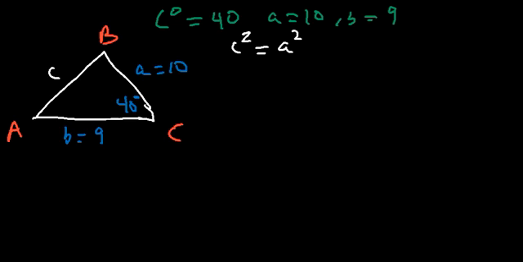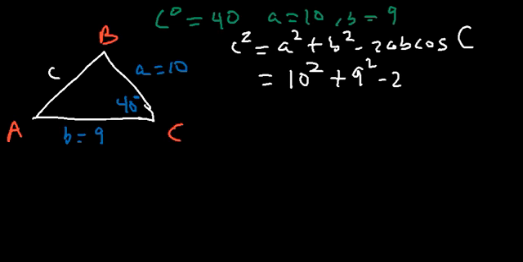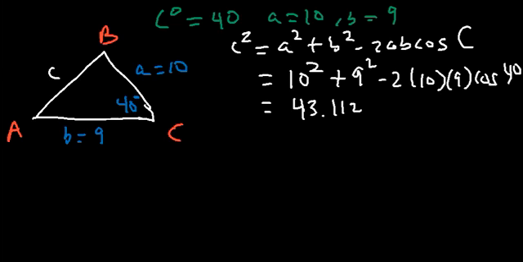C squared is equal to A squared plus B squared minus 2AB cosine of C. We're going to use this form of law of cosines. So A is 10, B is 9, and cosine of 40. So you could just type that in. 10 squared plus 9 squared minus 2 times 10 times 9 cosine 40. On the right side, I got 43.112. And that's equal to C squared. So if you take the square root of both sides, C is equal to 6.57. I was going to round it, but I'll leave it at 6.57.